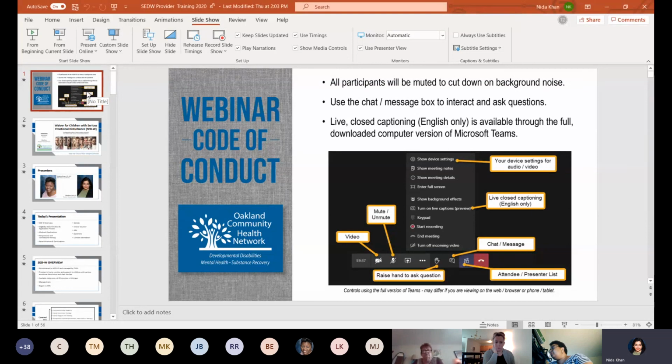So let's get started. The code of conduct: all participants will be muted, just to cut down background noise. Please use the chat box to write down any comments. You should be able to see the chat box underneath. Kim and I are going to be alternating between sections, and if you have any questions, please type them in the chat box. Marissa Keels from Oakland Schools, the lead wraparound facilitator, is going to be monitoring the questions, and she will let us know your questions at the end of the training, and then we will take some time to answer your questions and have some discussions.